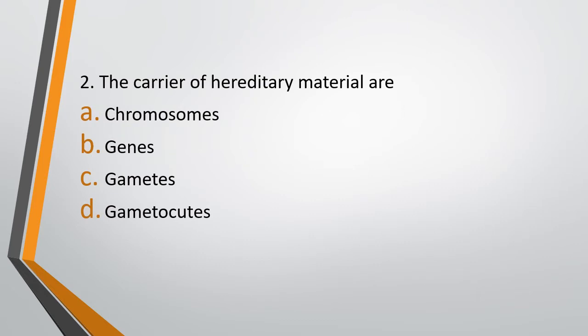Question 2. The carrier of hereditary material are chromosomes, genes, gametes, or gametocytes. The carrier of hereditary materials are. The correct answer is option A, that is chromosomes. Chromosomes carry the hereditary material.